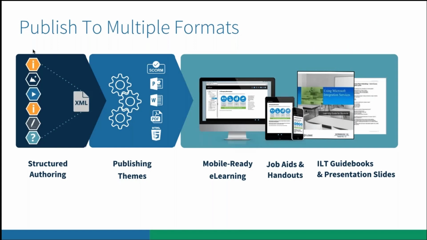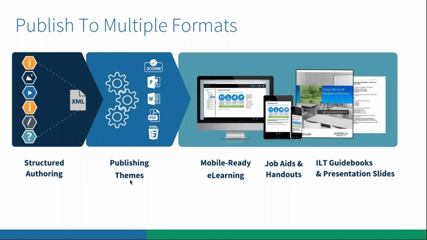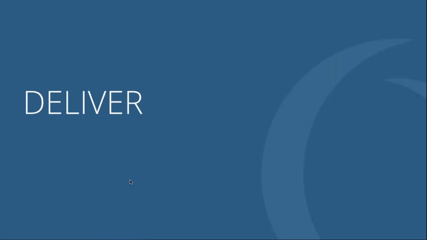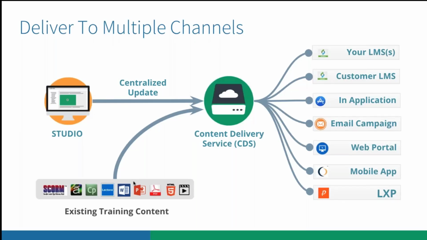And so within our system, going back to this single source format, remember it's stored as XML. The publishing themes are going to take care of all the layout for me, and I can get to all these end guides. So at the end of this, being able to publish all these different formats gets you to the point where you can deliver the content. But being able to take that content in Studio, the authoring environment we're talking about, and centrally publish it to the second half of our platform, which we call Content Delivery Service.